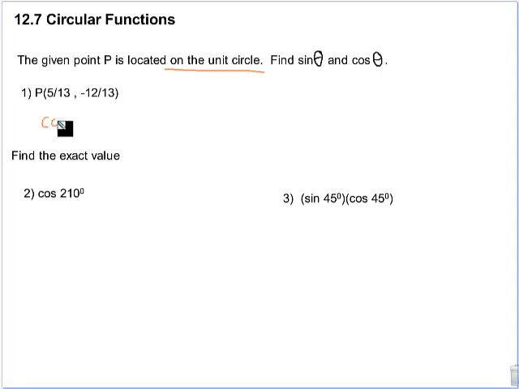So what would your cosine be? 5/13 would be the cosine. And your sine would be what? Negative 12/13. Okay? That's just a matter of knowing that every point on the unit circle stands for the cosine and the sine value at that point. We don't know what angle this one is at, but we do know what the sine and the cosine values are. That's just the answer.